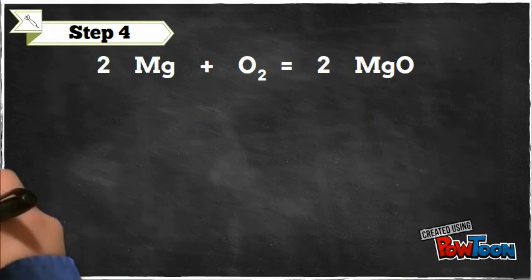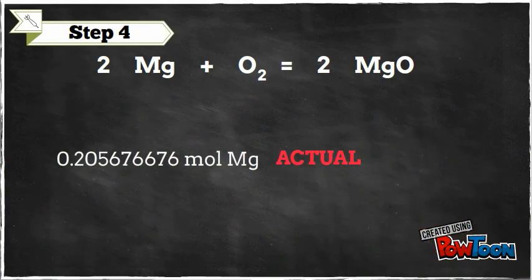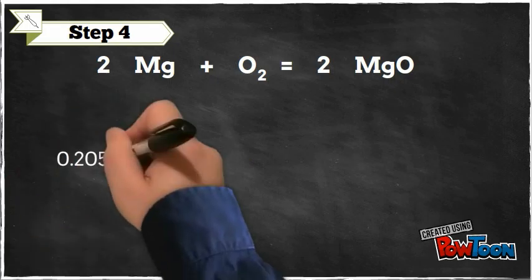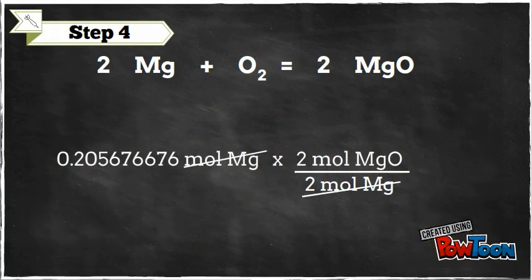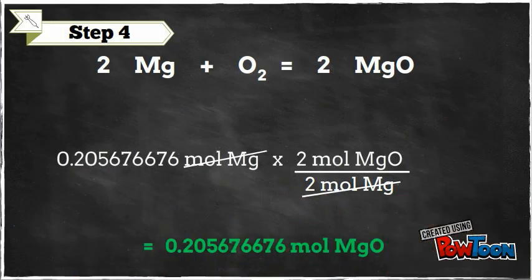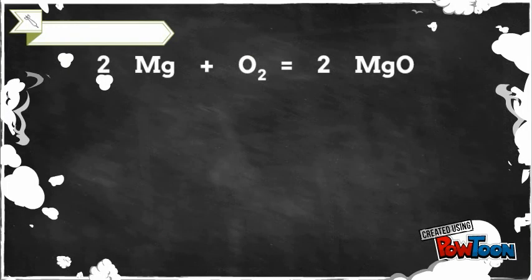So take the actual amount of the limiting reactant, in this case about 0.2 moles of magnesium. Always remember to use the actual moles you calculated in step 2 and not the theoretical moles that you calculated in step 3. So we use our molar quantity of magnesium to figure out how much of our product, magnesium oxide, we would make. And that's about 0.2 moles of magnesium oxide. Remember to arrange the mole-to-mole ratio so that your units cancel. Again, way to go for making it this far.